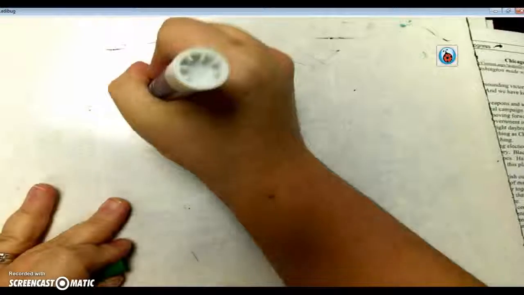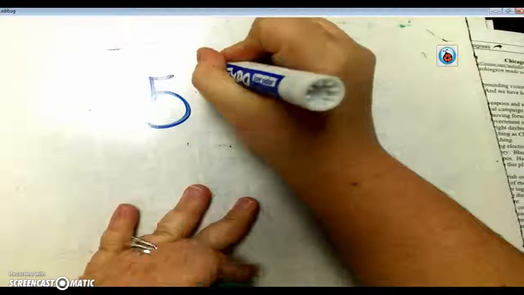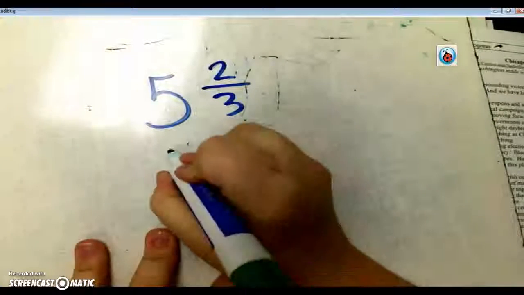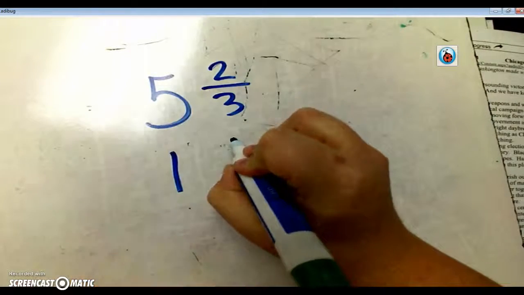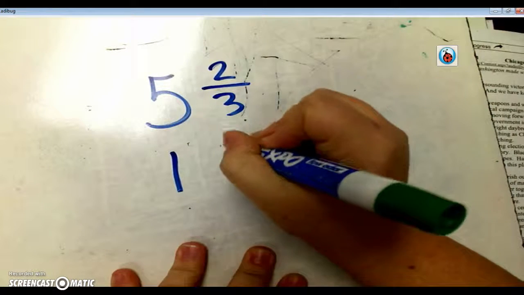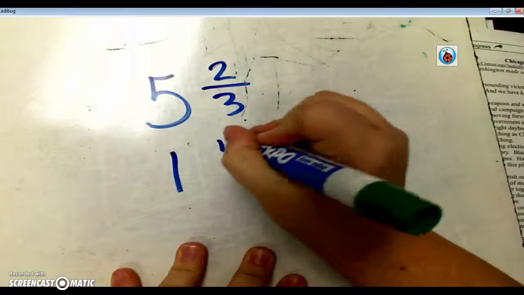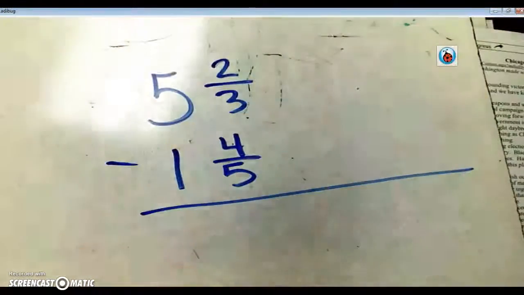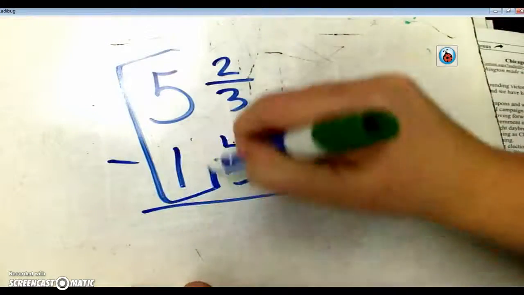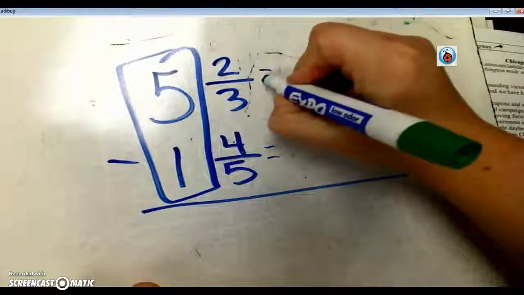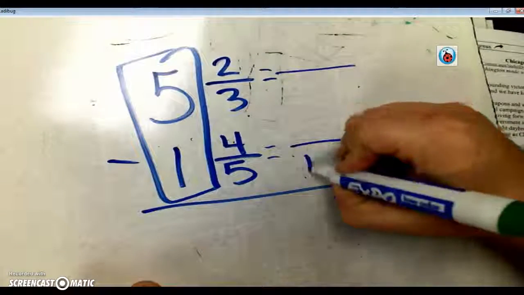Okay, so if I have 5, and again, I'm going to keep the denominator small so that you can think about this. Okay, and I have 1 and 4 fifths. Again, I'm subtracting. I like to box my whole numbers. Okay, my first step is to find common denominators. That step has not changed, right?